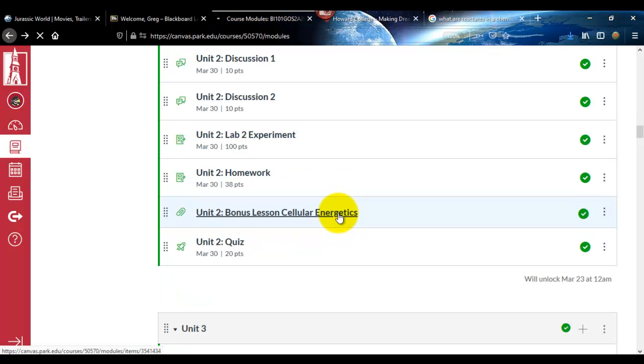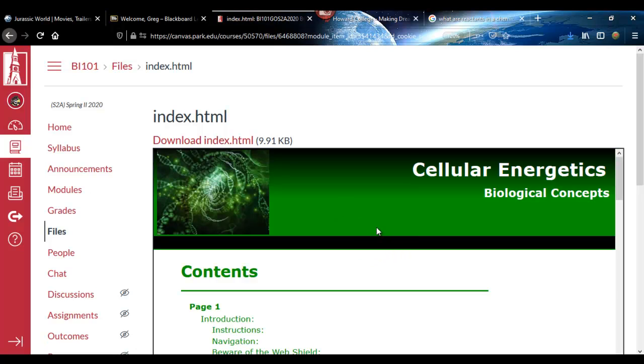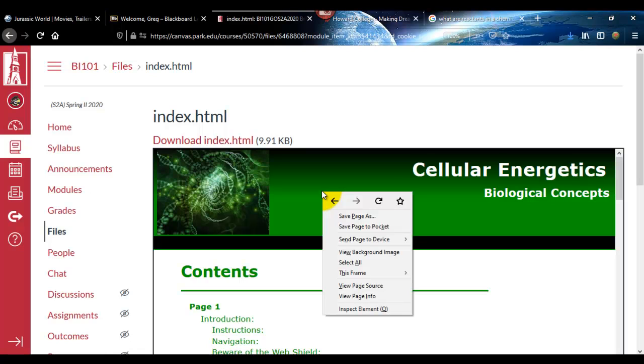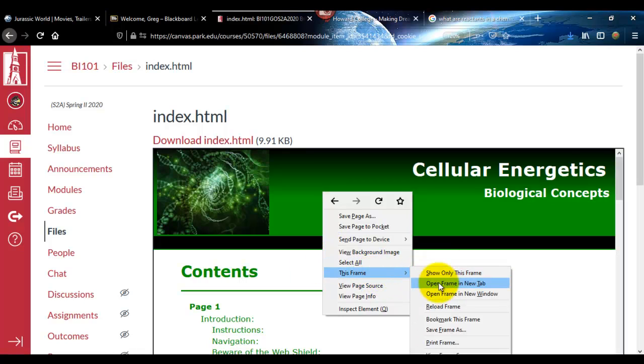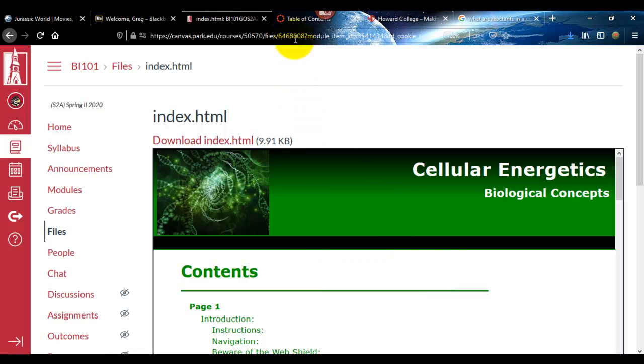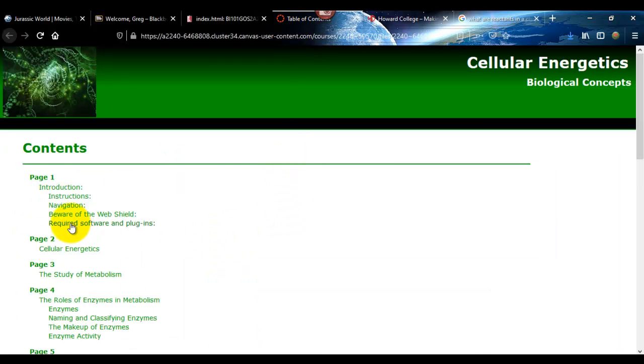Now I'll give you 5 points on your quiz this week. I gave 10 on the last one. This is a bonus. You don't have to do these. What I do is, I select this frame and open the frame in a new tab. That way it's full screen like this.